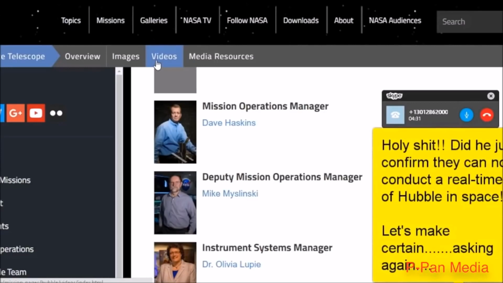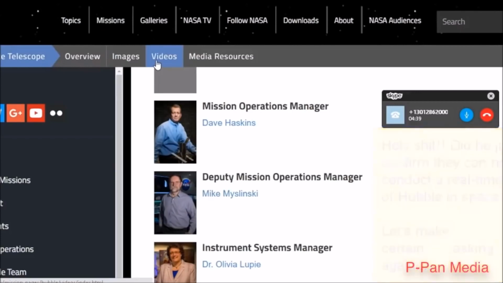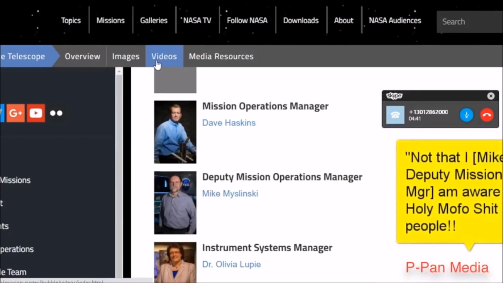Or is there any other vehicle that can view Hubble in operation? Not that I'm aware of. Can I ask you how long you've been working on the team with the HST team? I've been with HST over 25 years.